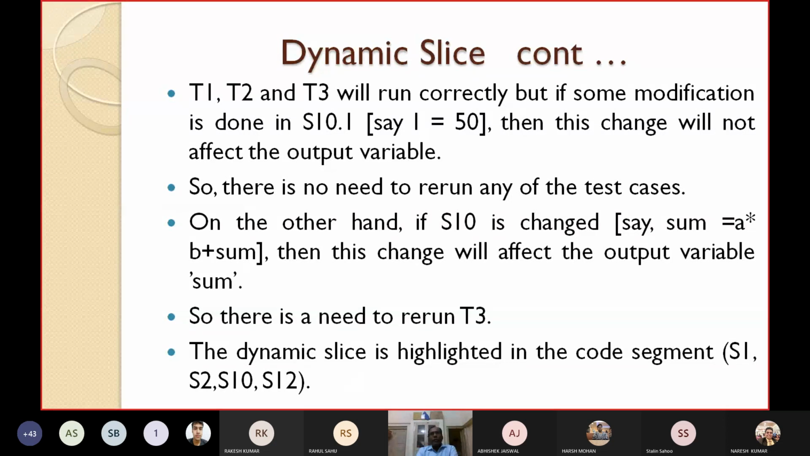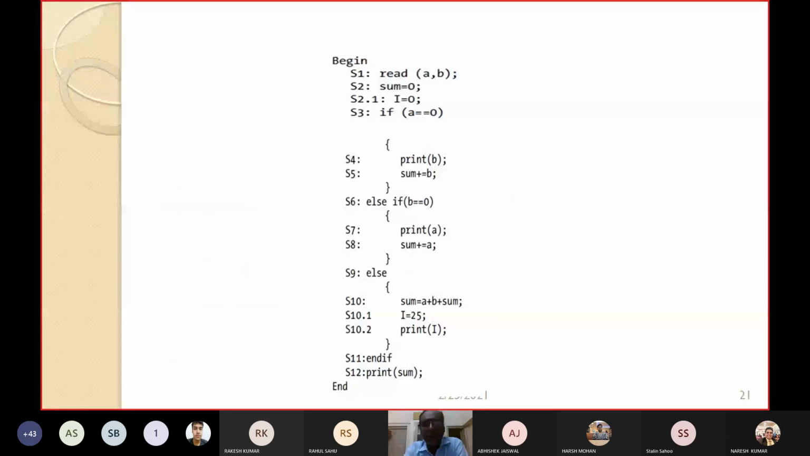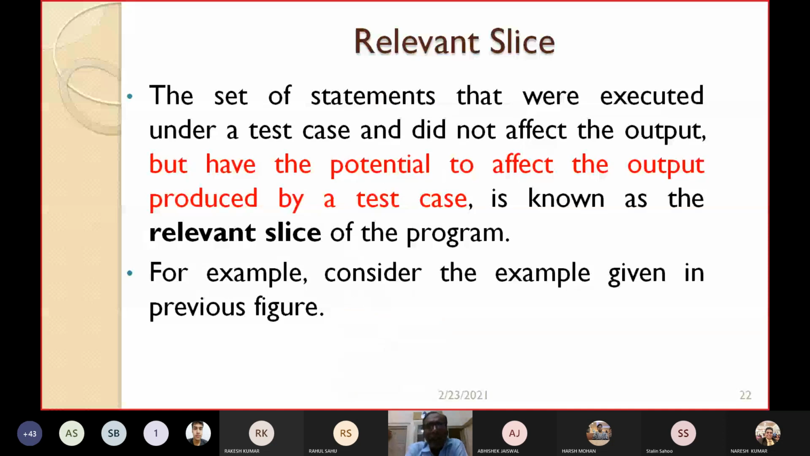Okay. Now one more is left, that is called a relevant slice. What do you mean by relevant slice? Relevant slice means the set of statements that were executed under the test case and did not affect the output so far, but they have the potential to affect the output produced by a test case. This is known as relevant slice.